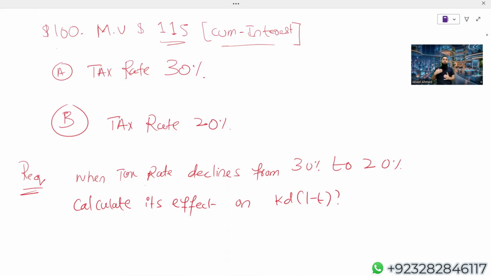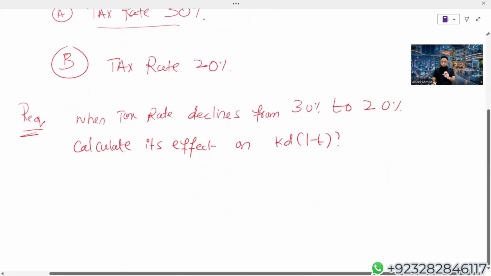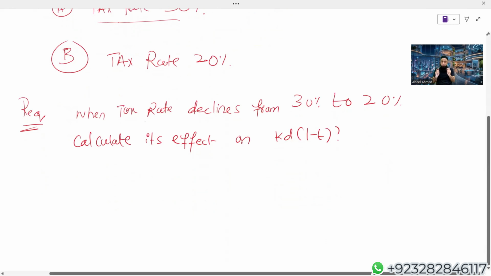In fact, if there's a rise in the tax rate, taking more loan creates an attraction for the organization. The question is, why? Because a higher tax rate means when I take a loan and pay interest, I'll be saving more tax. Okay, now let's dive into this question. First of all, students, let us first simply calculate Kd(1 minus T) when the tax rate is 30%. But you should have noticed that within just a span of 2 to 3 minutes, I've given you lots and lots of concepts.